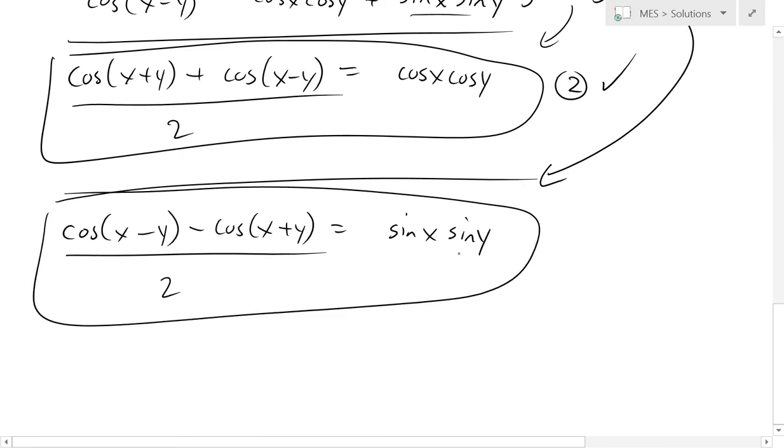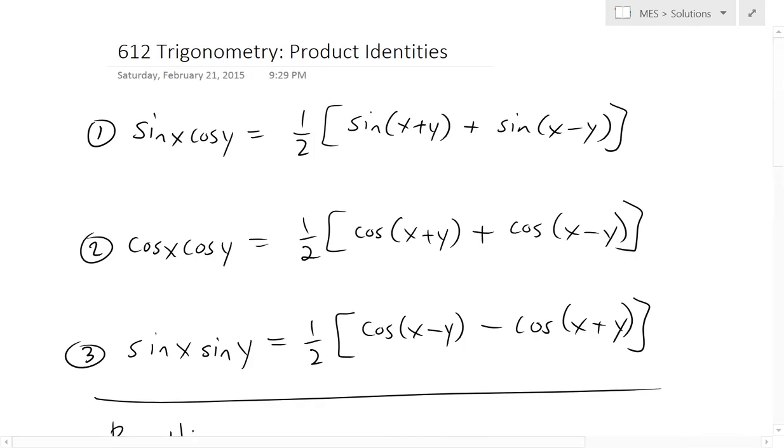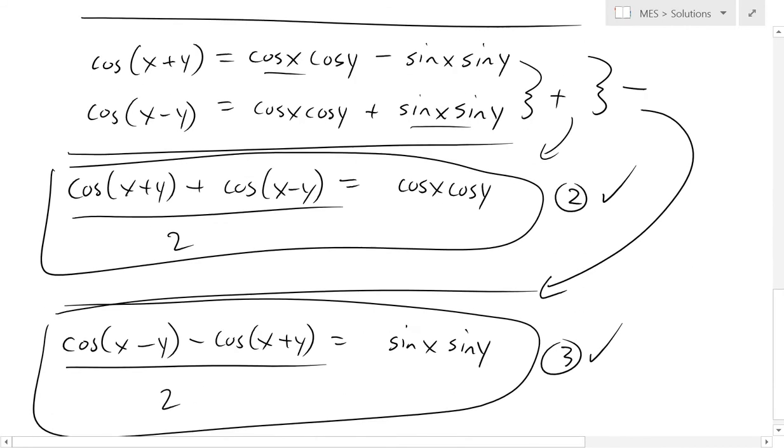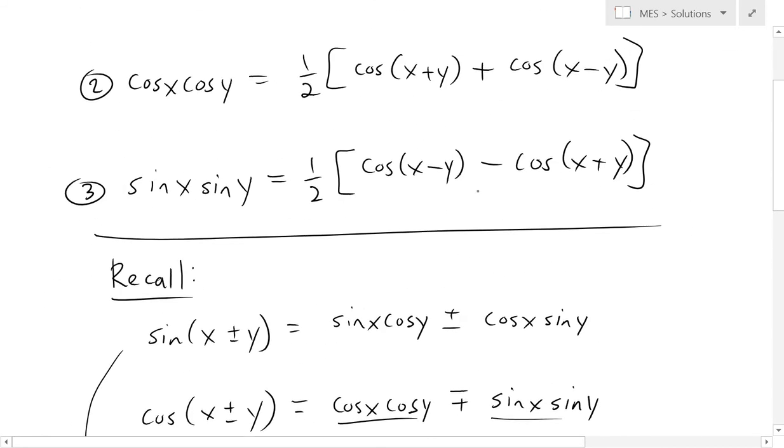That's the proof for it. So that says sine x sine y equals cos of x minus y minus cos of x plus y, all divided by 2. And that's equation 3 right there. That's the exact same one right here. That's x minus y, and then there's a minus in between, exactly here.